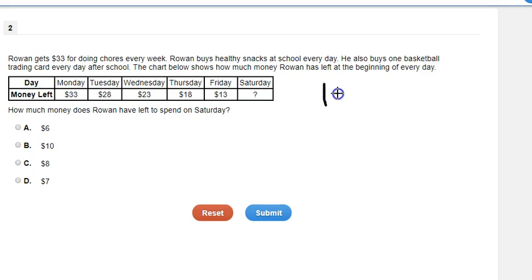take 13 minus $5. Okay, 3 minus 5, you cannot do that, so you have to borrow from the 1. It becomes a 0. Add it to the 3, it becomes a 13.